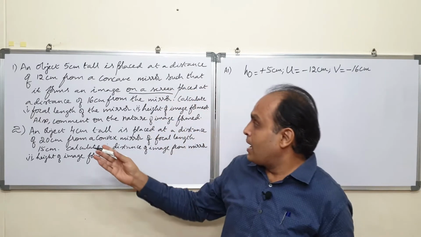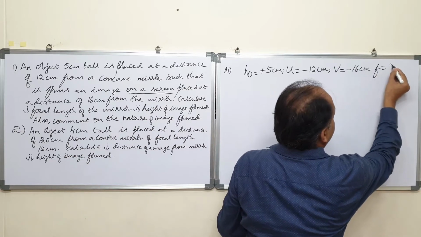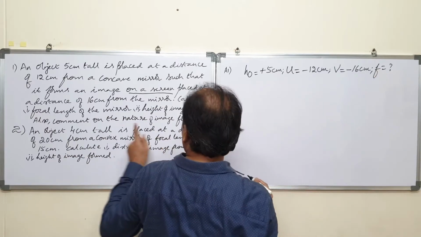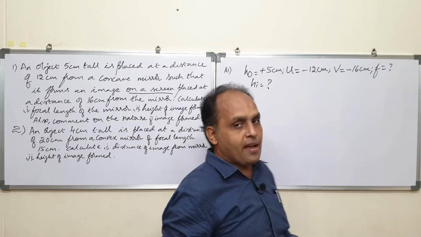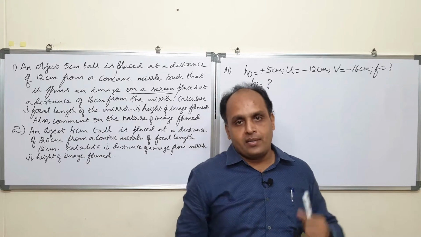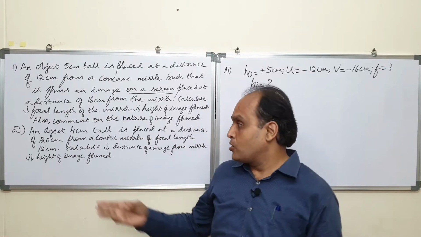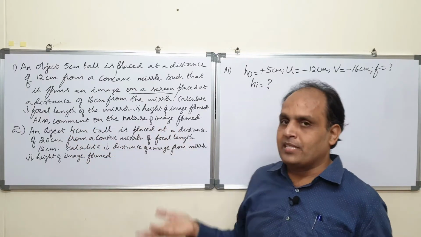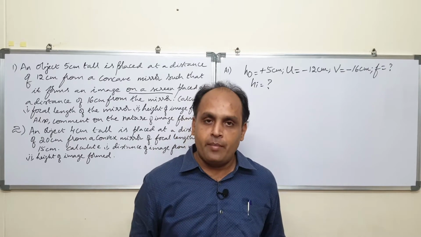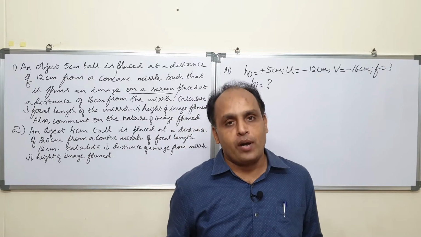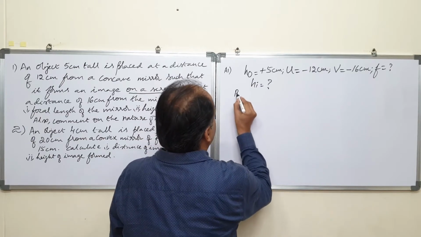Okay. Now what are we asked to find? Calculate the focal length of the mirror, f. And also we are asked to calculate the height of the image, hi. So we have two unknown quantities here. One is the focal length and second is the height of the image. And we are also asked to comment on the nature of image, which I already commented. Just now I said the image is formed on the screen. So it's a real image, and a real image is always inverted. So the nature of the image is real and inverted. So we can write it over here already.